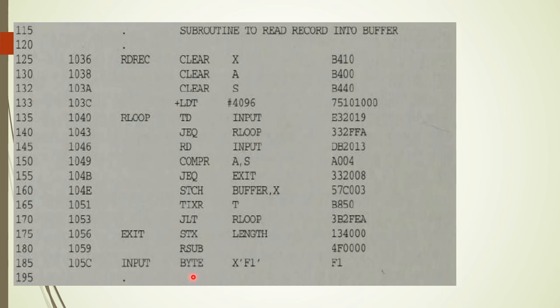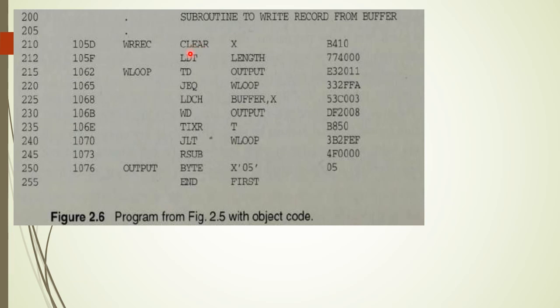Here BYTE X means hexadecimal. So a hexadecimal constant is mentioned here in the object code part of the instruction. Now here CLEAR X is of length 2. This instruction is of length 2 because you have a register as an operand. So 105D plus 2 becomes 105F.